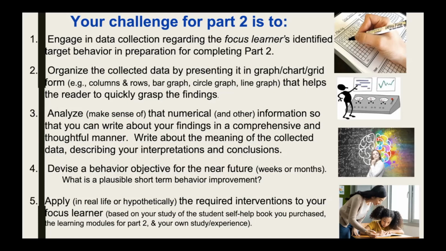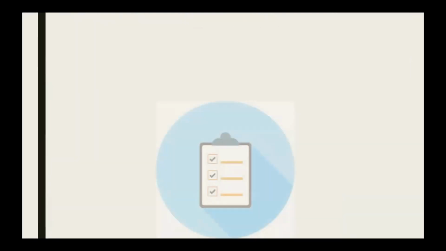Also in this paper, you're going to devise a behavioral objective. What do we think we can accomplish with this student in the next few weeks or next month? Not a long-term goal, but a short-term objective. What's plausible? What might we be able to accomplish with regards to helping our student make better behavior choices? And then we're going to ask you to apply a cornucopia of different interventions. And we'll address each of these points as we move forward.